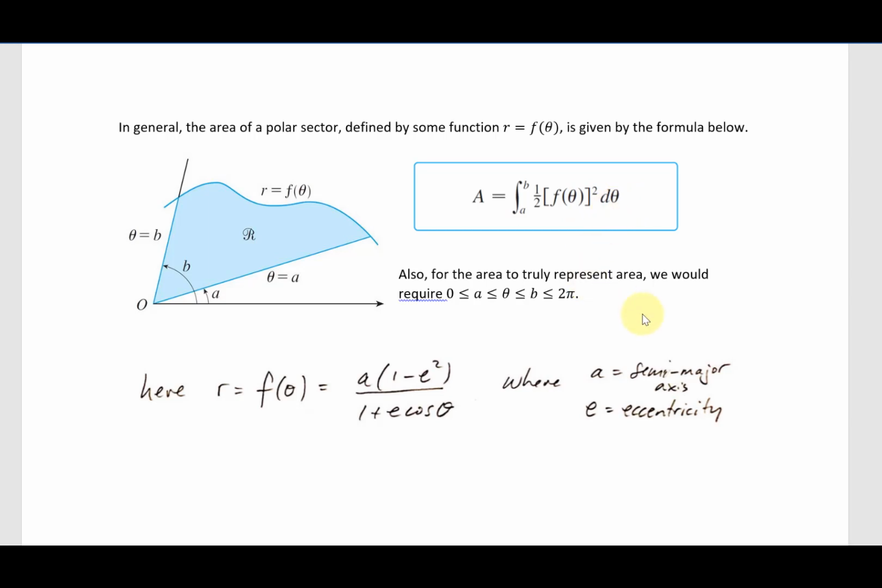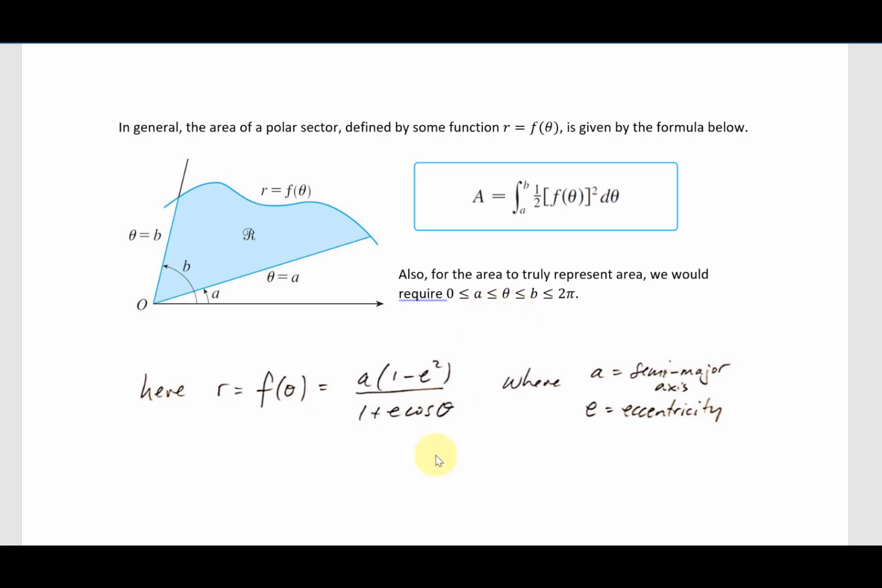And also for the area to truly represent area, we would require that the angle A is between 0 and 2 pi, and B is between 0 and 2 pi, and that A is less than B, so that we don't have any situations where we're reversing the order or the boundaries are kind of overlapping each other in a rotation. So we require the angle between 0 and 360 or 0 and 2 pi and the A value less than the B value.